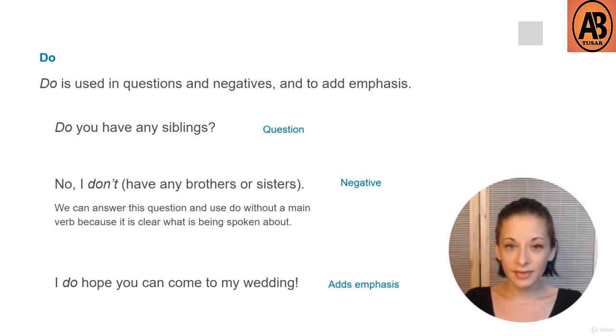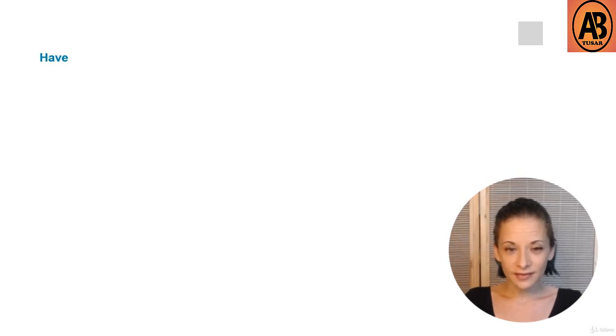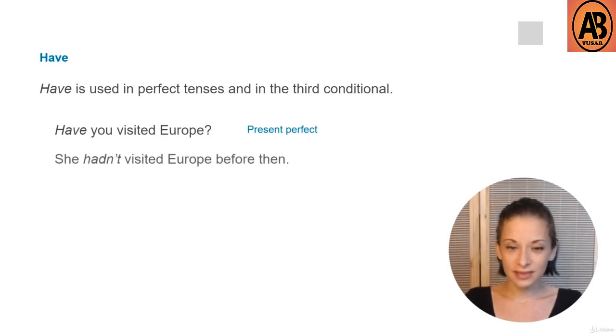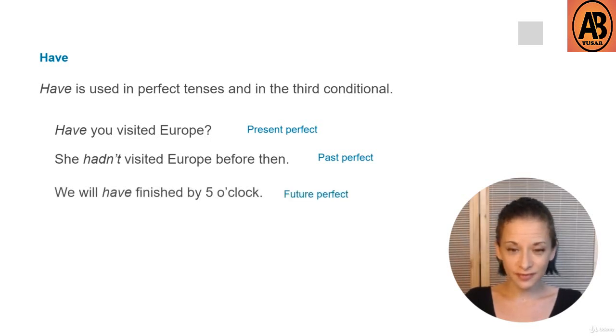The last auxiliary verb is have. Have is used in perfect tenses and in the third conditional. Have you visited Europe is an example of the present perfect tense. She hadn't visited Europe before then is the past perfect tense. We will have finished by 5 o'clock. Here this is a future perfect tense.